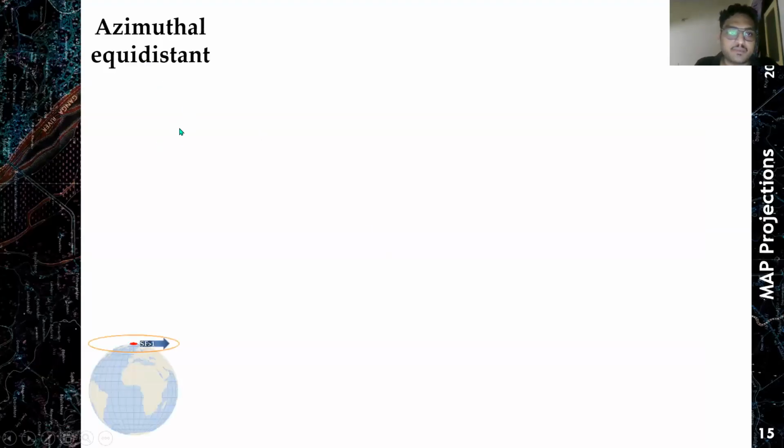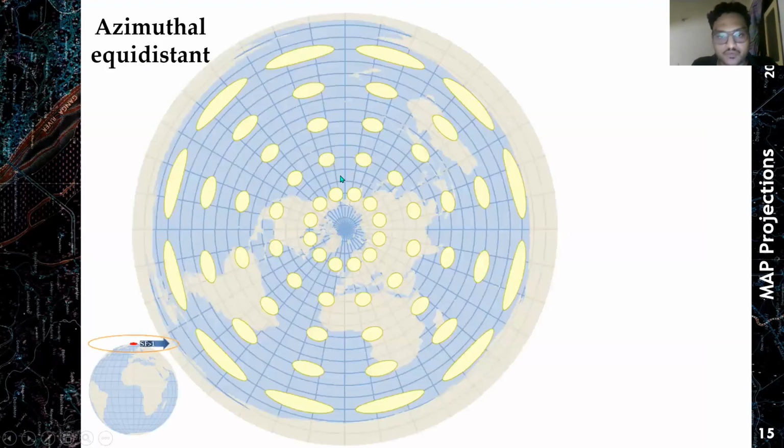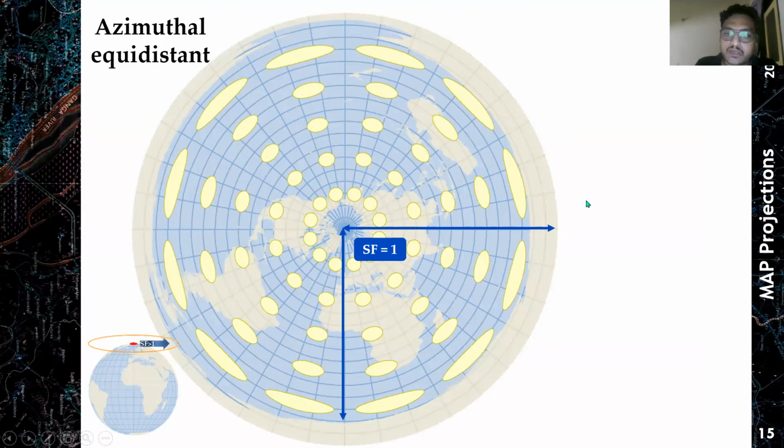Let's take another example, the azimuthal equidistant projection. This is a planar projection, and you can easily see here that the standard point is on the North Pole. So along the meridians, the scale factor is 1. And as we move towards the pole, the distortion between the meridians along the latitudes keeps on increasing. And therefore, in these regions, the scale factor is greater than 1.